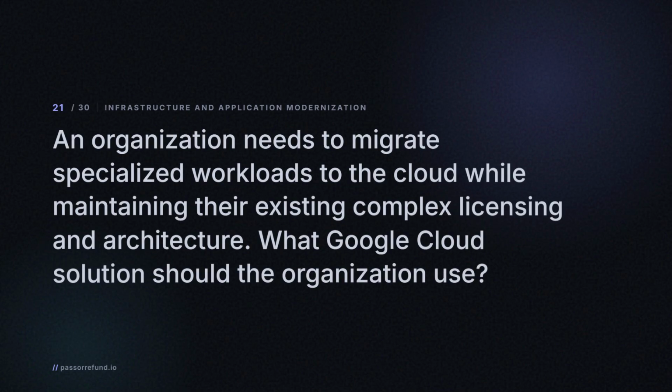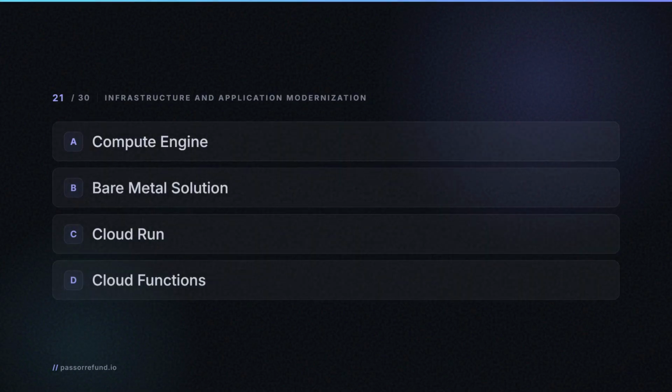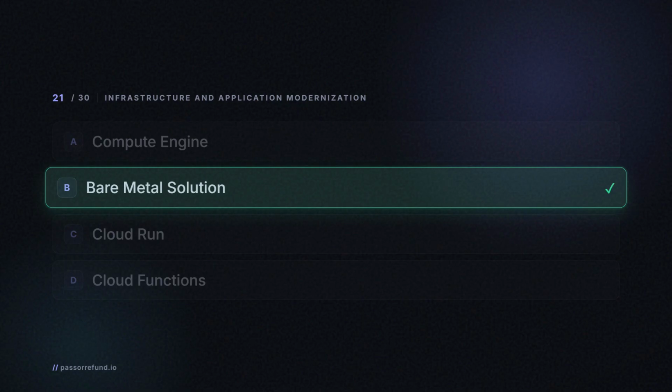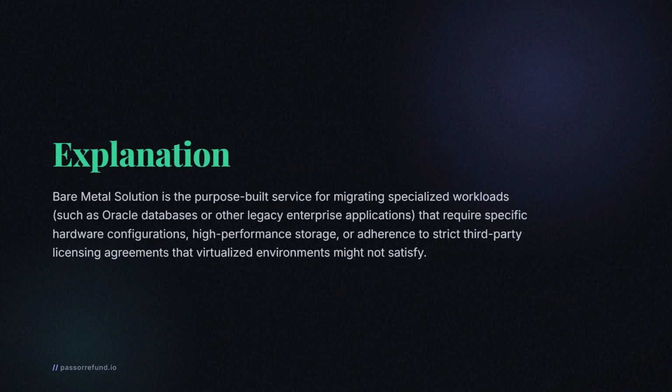Here's the next one. An organization needs to migrate specialized workloads to the cloud while maintaining their existing complex licensing and architecture. What Google Cloud solution should the organization use? Going with B. Bare Metal Solution is a special service for moving tricky workloads, like Oracle databases or older enterprise apps. They need specific hardware, super fast storage, or have tough licensing rules that regular virtual systems can't handle.